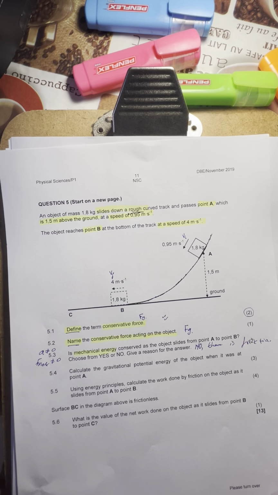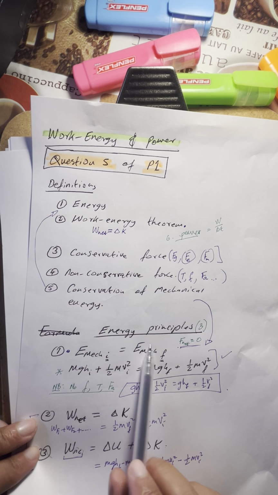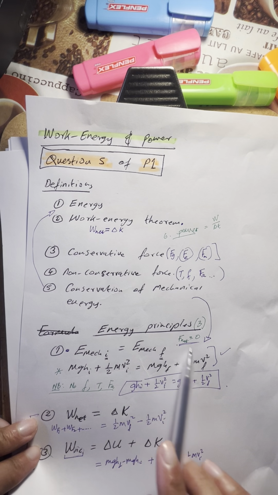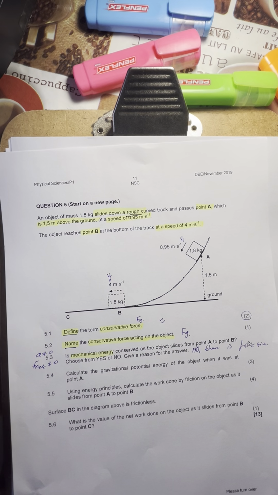Mechanical energy is only conserved when there's no friction, no tension, no applied force. And this is the only time you can apply this formula. So it means we will not be able to use this formula between point A and point B because there's friction.